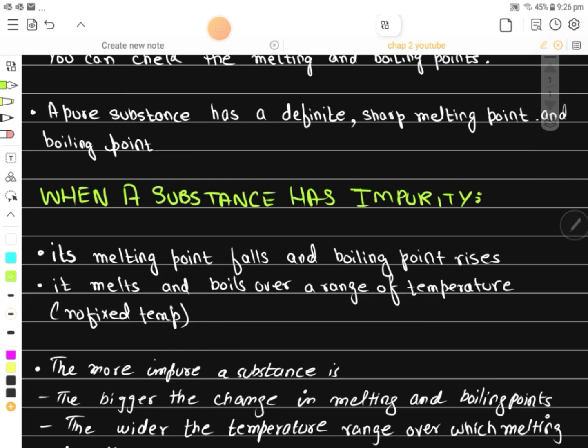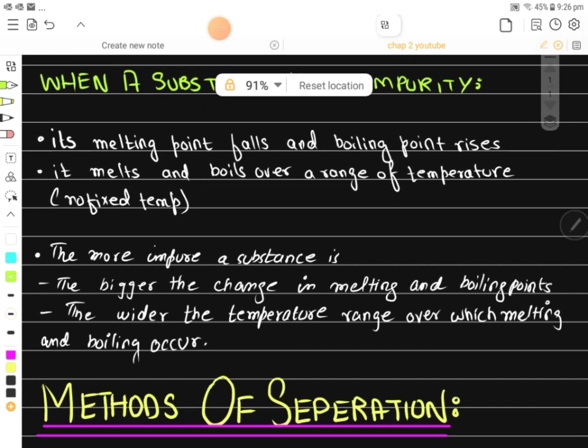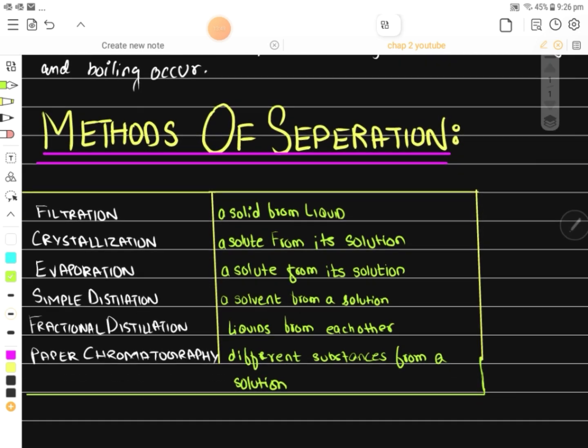When a pure substance has an impurity, the melting and boiling points will change, or will have a range of temperatures, with no fixed temperature. The more impure a substance is, the bigger the change will be in the melting and boiling points, and the wider the temperature range over which melting and boiling occurs.